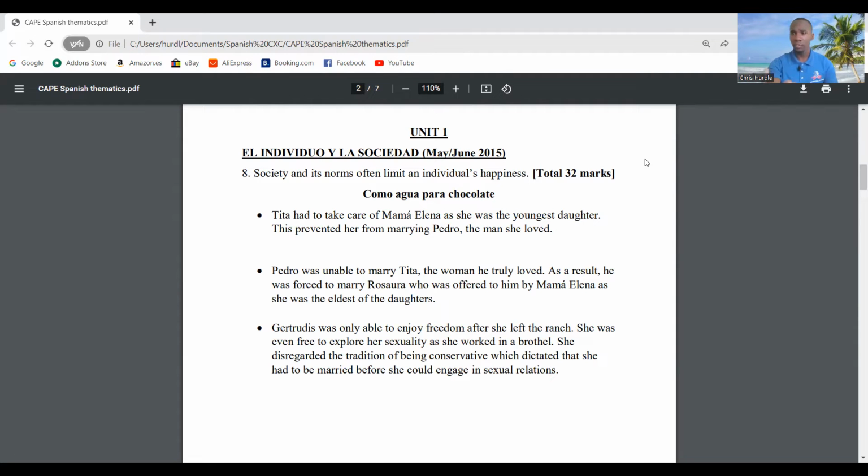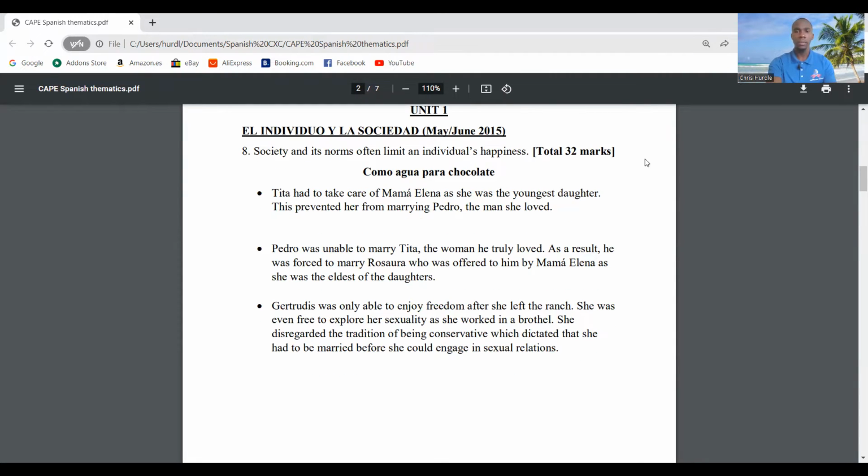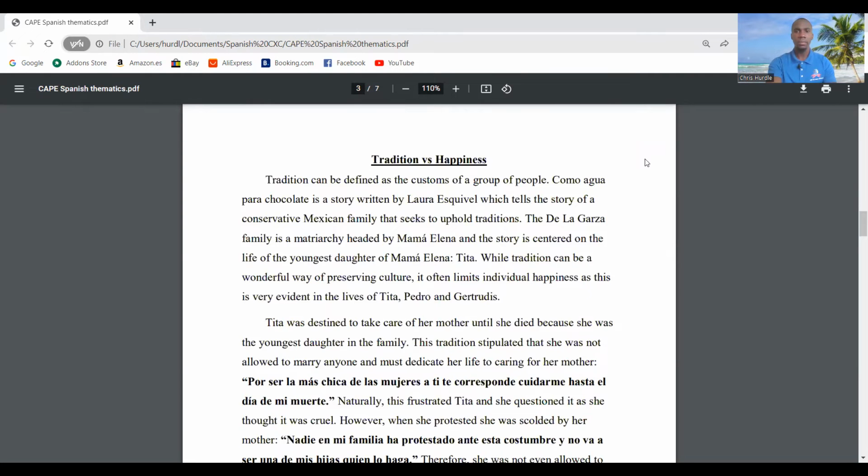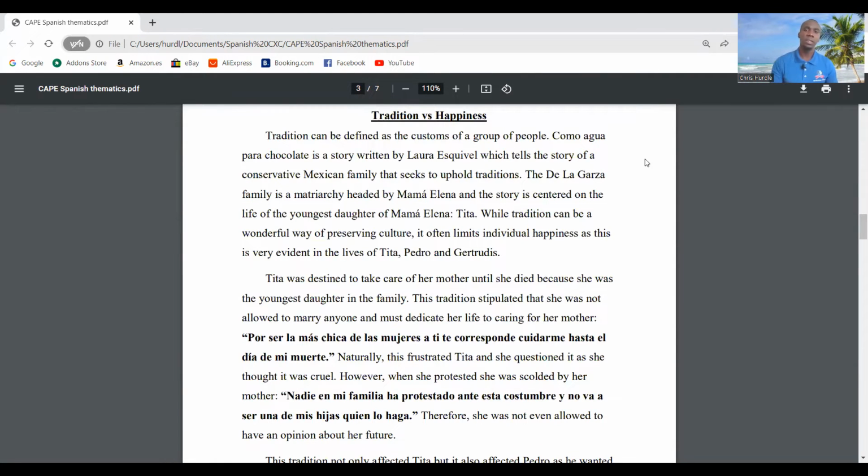I noticed I just focused on the point. I did not give all the backstory and other details, just focused on the example, right? So society and its norms often limit an individual's happiness. So the points that I present have to illustrate that. Okay. So let's get to the essay. And of course, I give it a title because, like I said, I want you guys to be the best. Tradition versus happiness. Could not have wanted a more fitting title than that, given what we will discuss.